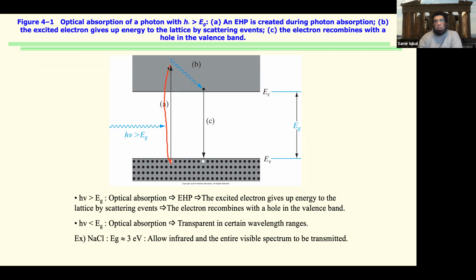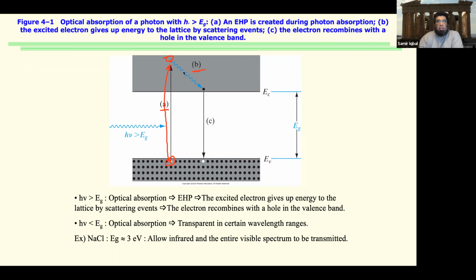So this is for energy which is higher than the band gap, so it ends up somewhere here. We'll talk about B, but we're still looking at A. In this process, what we have done is we have created an EHP, electron hole pair, hence the excess charge carriers. So we have added electrons and holes by injecting light in it.